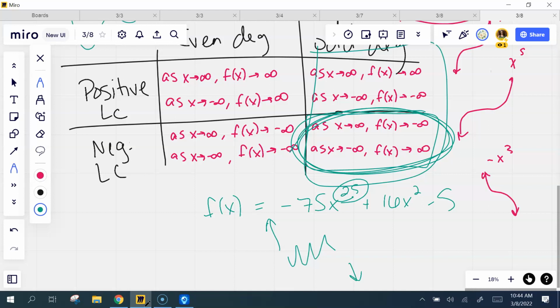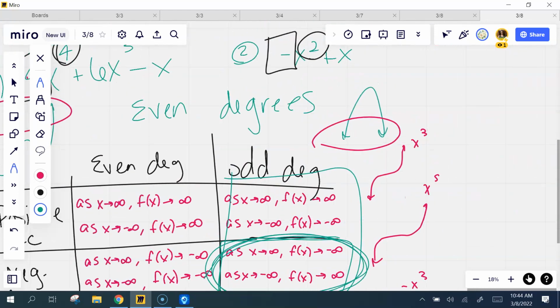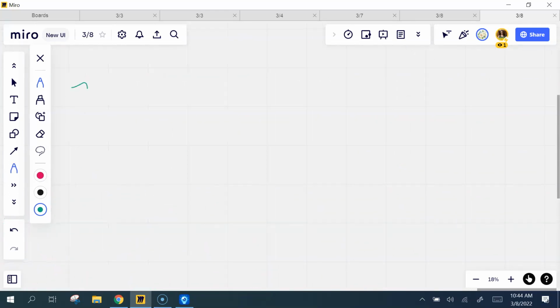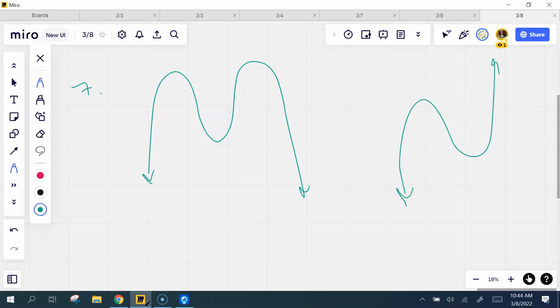Look at number 7. It's a graph that looks something like this. Do you think that is an even or an odd degree polynomial? Why? Look at y'all. Do you think the leading coefficient is positive or negative? Why? See where we're going with this? Look at number 8. Odd. Why? Ends are going different directions. Do you think the leading coefficient is positive or negative? Ooh, I heard both. I would say positive.